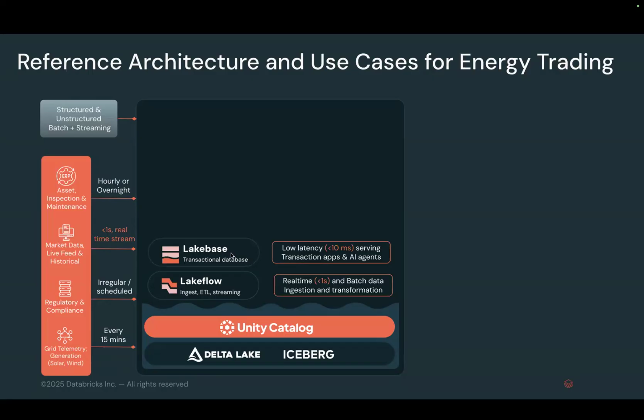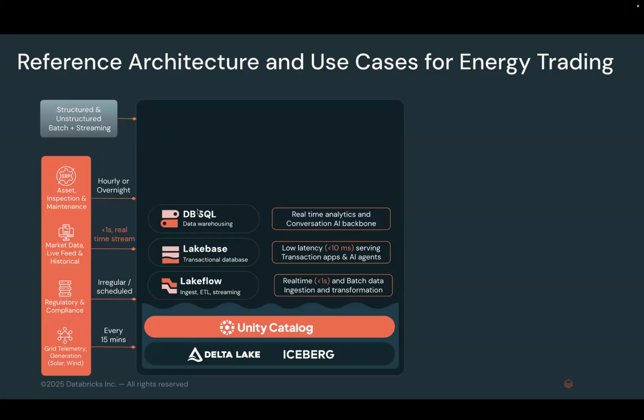So then comes Lakebase. Lakebase is an OLTP offering which is based on open source Postgres. And this can serve very low latency data, less than 10 milliseconds latency. So think about having ingested data from markets, real-time data, and then using Lakebase to serve this data for your analytics application or your agent. So Lakebase would do the serving of the data part, very low latency. So you can build transactional applications, you can build AI agents on top of it.